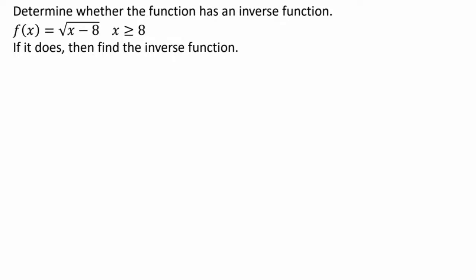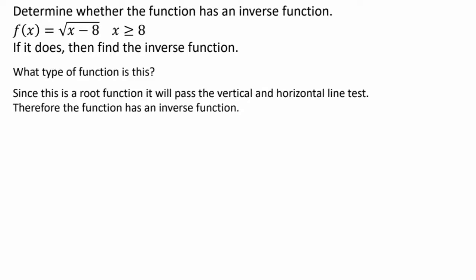So this problem says determine whether the function has an inverse function. So we have f of x is equal to the square root of x minus 8, where x has to be greater than or equal to 8. Okay, and if it does have an inverse, let's find that inverse. So the first thing is this is a square root function, and it will pass our vertical and horizontal line test, right? If we remember our parent functions, our graph is like a little on its side parabola, right? So let's go ahead and find its inverse.